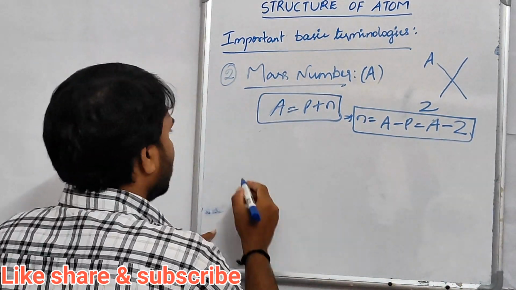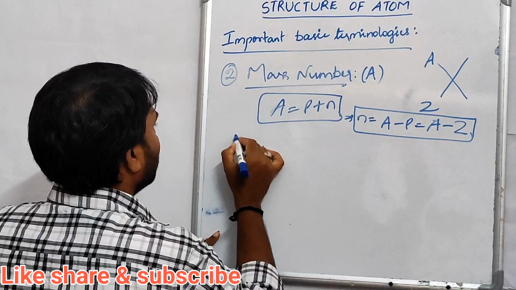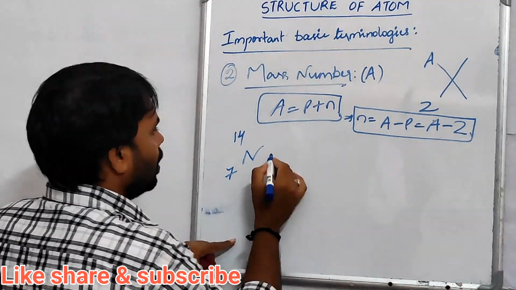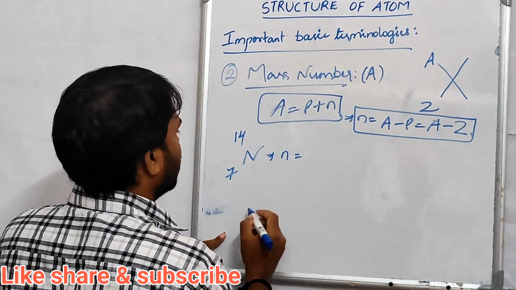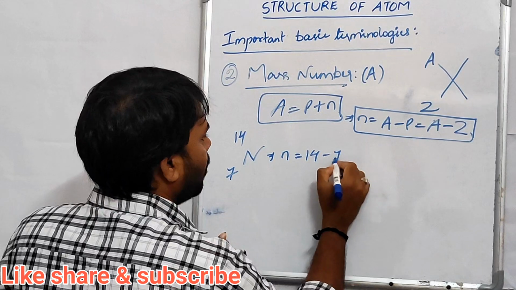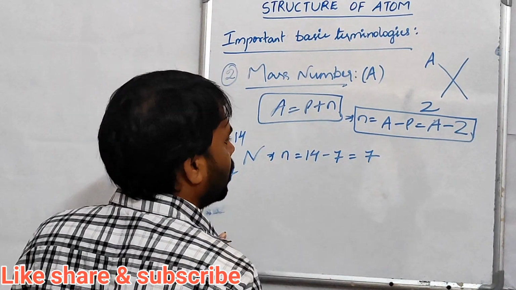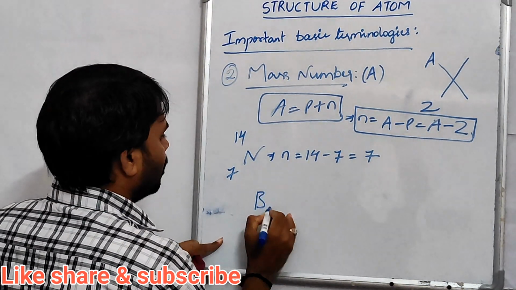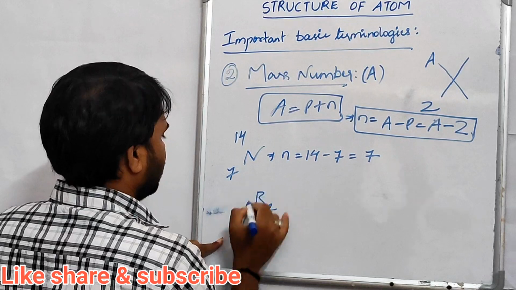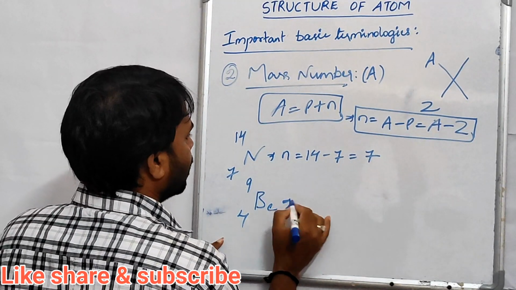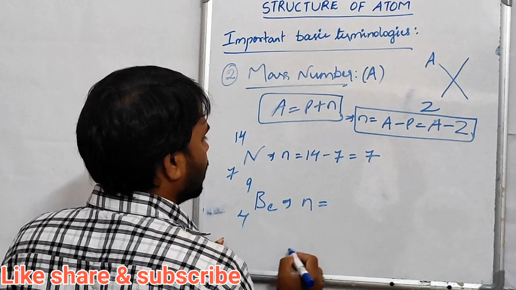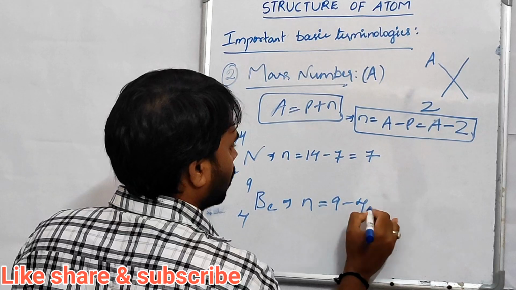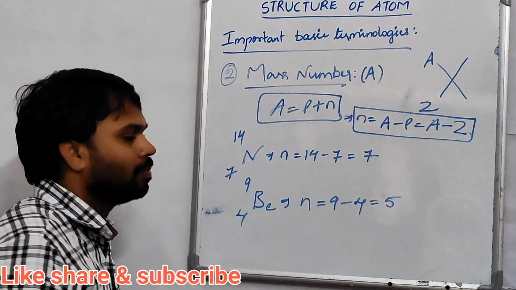For example, nitrogen atomic number 7, mass number 14. In this, number of neutrons is equal to mass number minus atomic number that equals 7. Similarly, beryllium atomic number 4, mass number 9. In this, number of neutrons is equal to 9 minus 4 that equals 5.